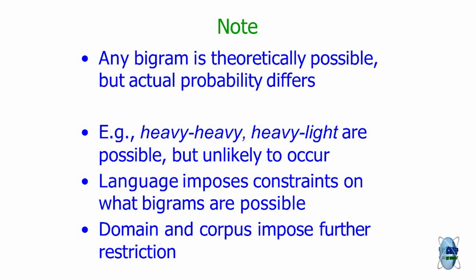So any bigram is theoretically possible, but actual probability differs. For example, heavy heavy, heavy light are possible, but unlikely to occur together in the context. Language imposes constraints on what bigrams are possible. Domain and corpus impose further restriction. That's important. Heavy rain is a frequently occurring bigram. But what will you do if your corpus doesn't have that bigram? That is another constraint. Some constraint comes from the way language behaves. Another constraint comes from the data you have. And many times we are slave to the data. We can't do anything better than what your data affords. You are at the mercy of the data.